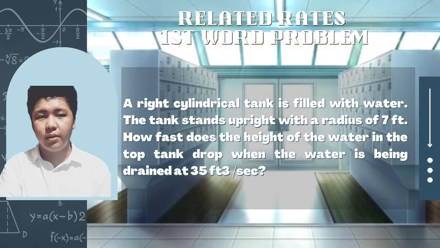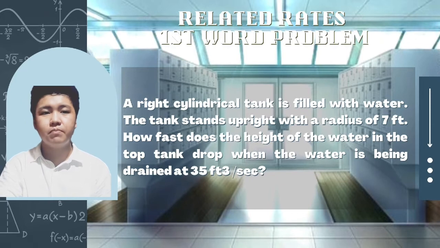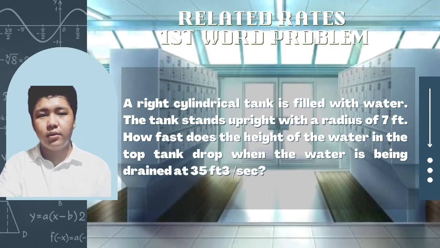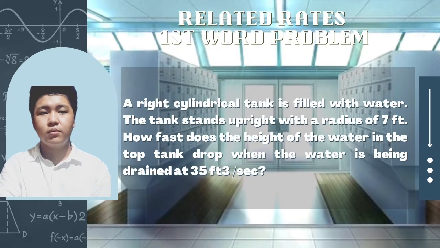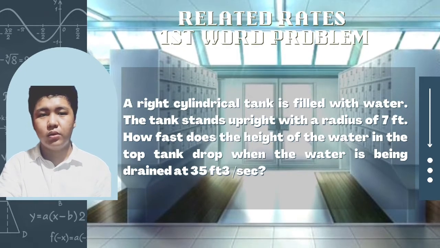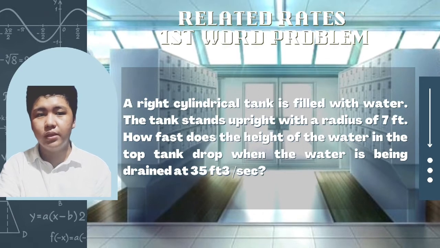Let's now proceed with the example. Here's the problem. A right cylindrical tank is filled with water. The tank stands upright with a radius of 7 feet. How fast does the height of the water in the tank drop when the water is being drained at 35 feet cubed per second?